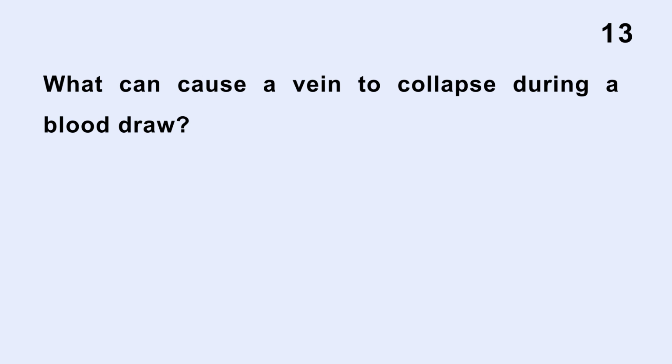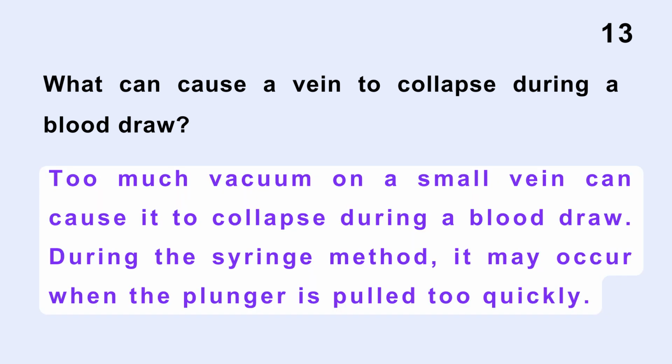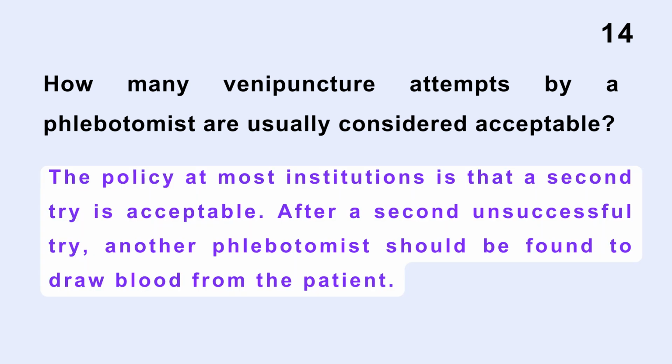Number 13. What can cause a vein to collapse during a blood draw? Too much vacuum on a small vein can cause it to collapse during a blood draw. During the syringe method, it may occur when the plunger is pulled too quickly. Number 14. How many venipuncture attempts by a phlebotomist are usually considered acceptable? The policy at most institutions is that a second try is acceptable. After a second unsuccessful try, another phlebotomist should be found to draw blood from the patient.